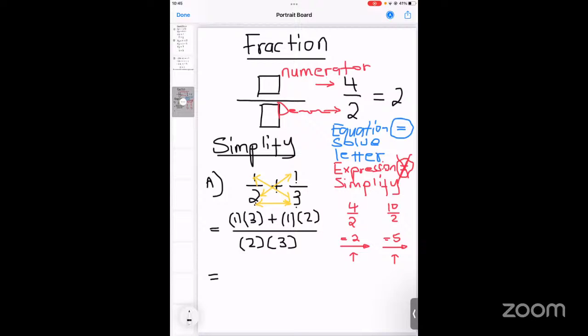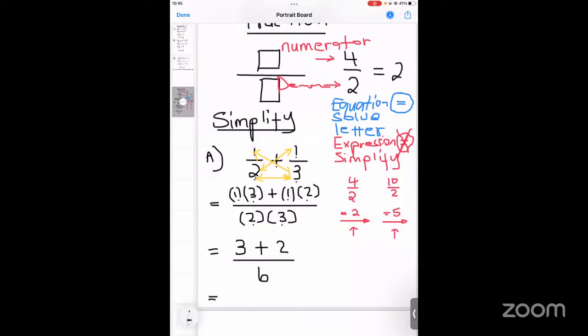So you multiply 1 times 3, it is 3, plus 1 times 2, it is 2, divided by 2 times 3, it is 6. Then on your last step, you just say this plus that, which is 5 over 6. Then you are done, Manahil.